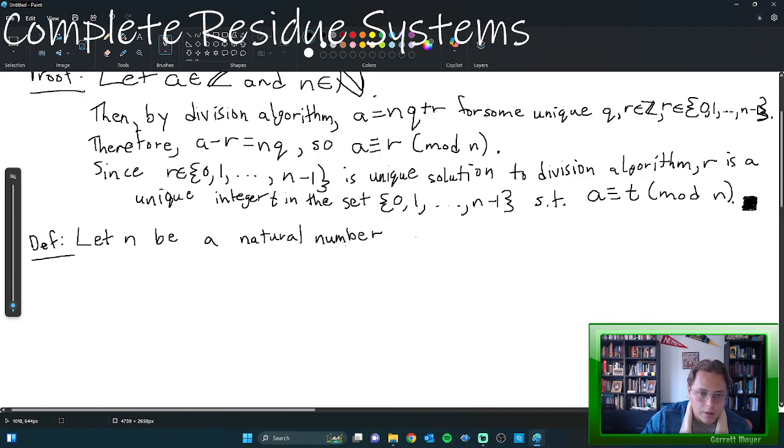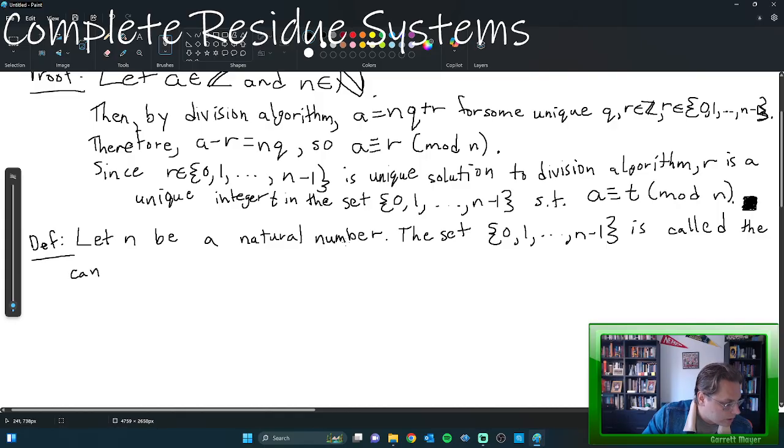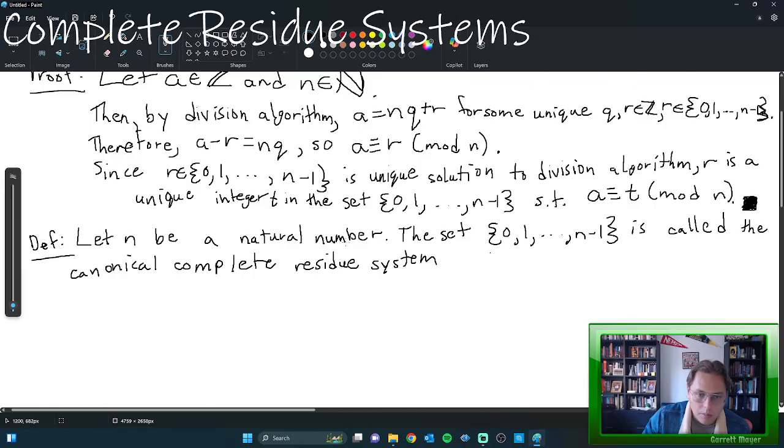So let n be a natural number, the set 0, 1, ..., n minus 1 is called the thing we just said, canonical. And now this is rhyming with some of my other content too. We're talking about the canon again. No, the canonical complete residue system modulo n.